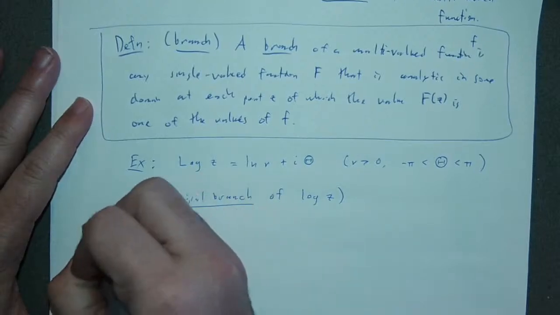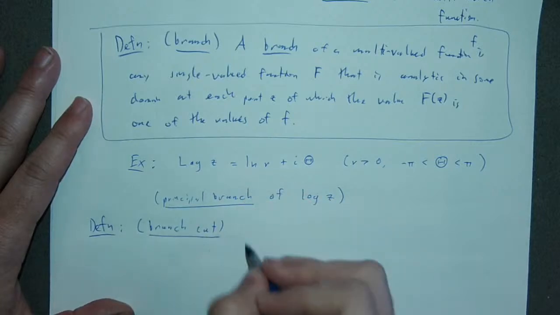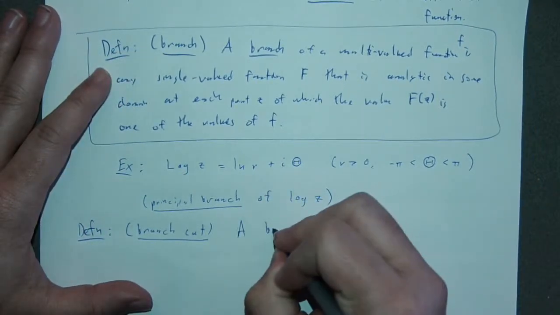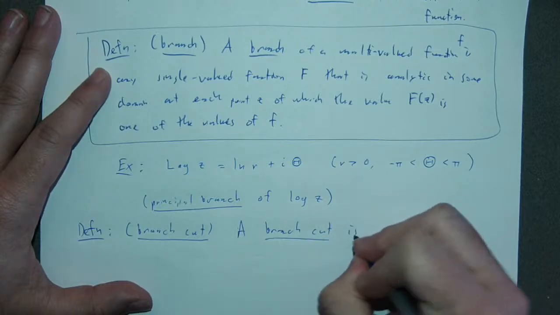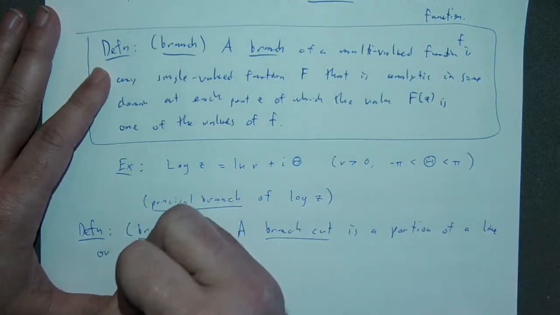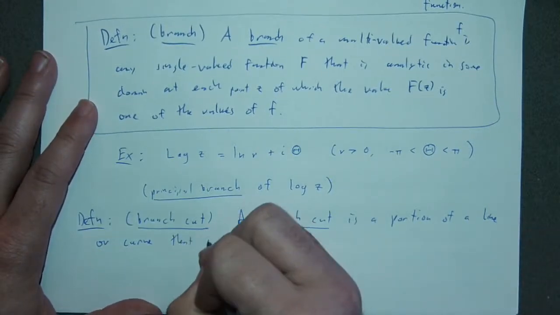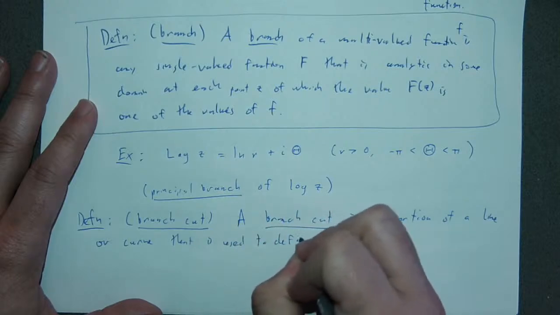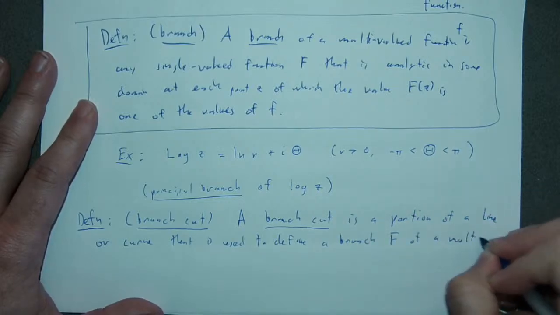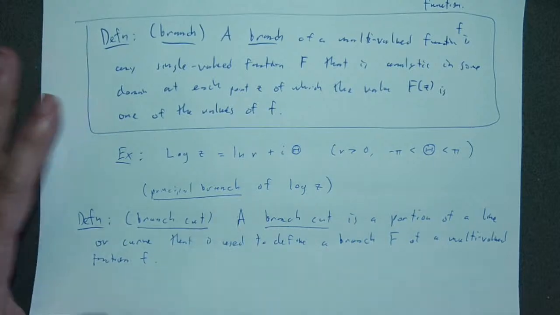So some more terminology here. A branch cut is a portion of a line or curve that is used to define a branch, big F, of a multi-valued function, little f.